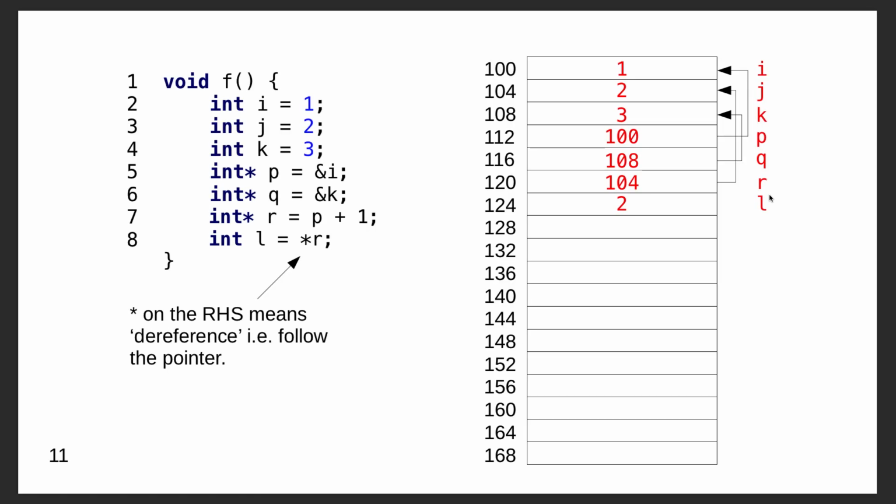And this star means dereference. It means indirect down the pointer. So if I write L equals star R, it means look at the address held in R, follow the arrow, and get the value back. So R contains 104. I follow the arrow to row 104, and I get back the value 2.